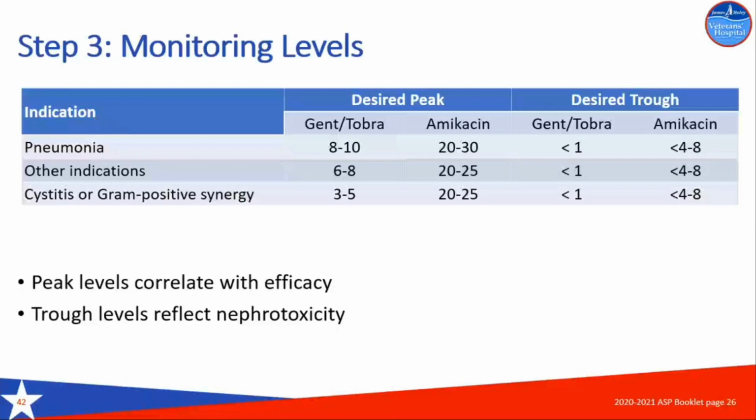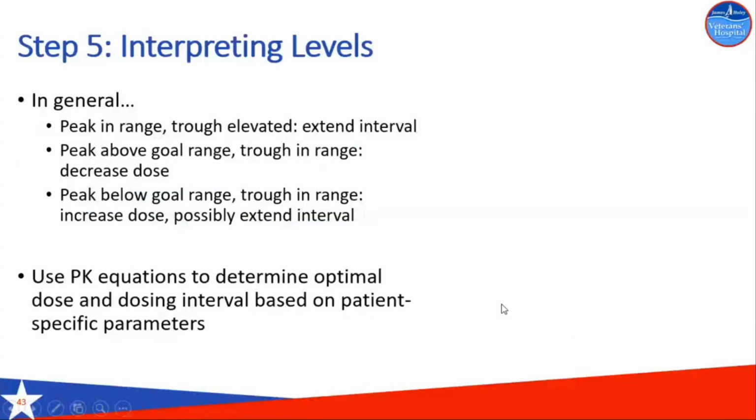So obviously, if we're using it for synergy, we don't need super high peaks. But if you're using it for something like pneumonia, those tend to be a little bit higher. So in general, our peak levels will correlate with efficacy, and our trough levels reflect risk of nephrotoxicity.